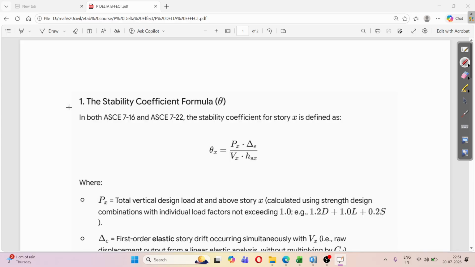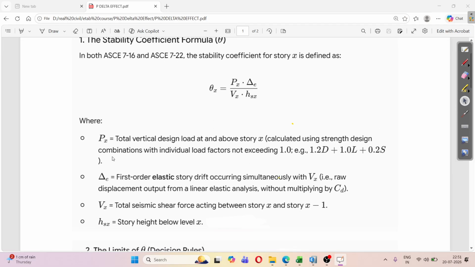The P delta analysis or effect formula is given in ASCE 7-16 and ASCE 7-22. That is the stability coefficient for story x. Okay, so this is the formula basically: theta x is equal to Px delta e over Vx h sx. There is a condition related to this theta.